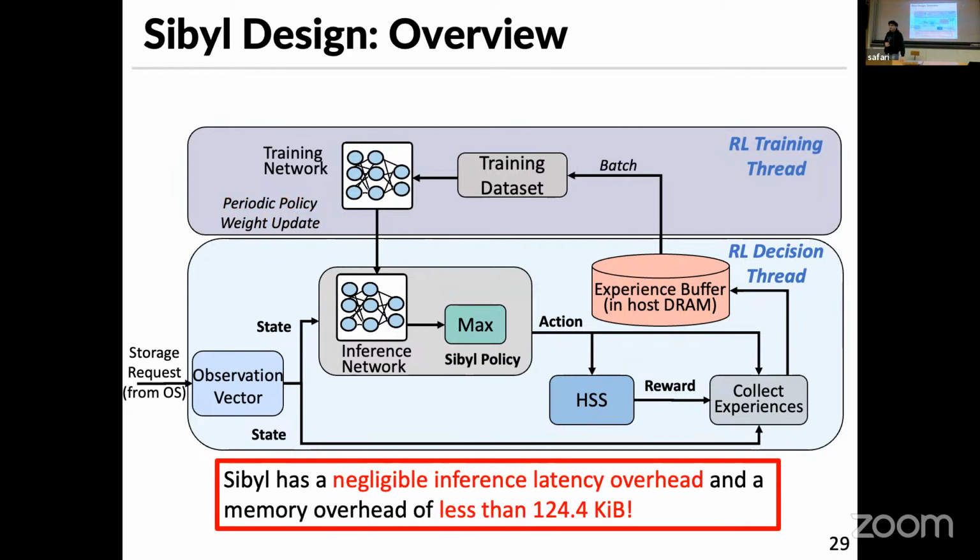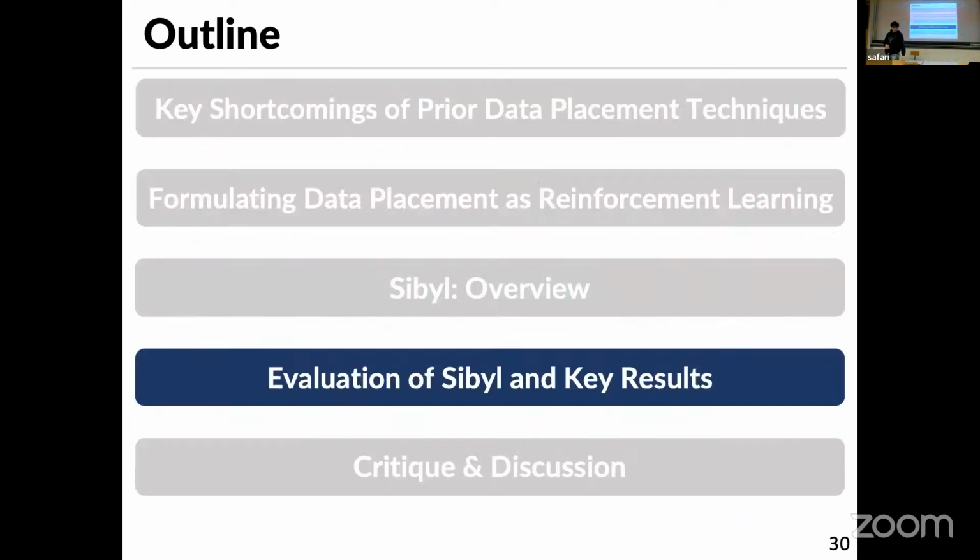Now, what we have is that Cibil has a negligible latency overhead compared to the latency of an SSD I/O request for a very fast SSD. And the memory overhead is also less than 124.4 kilobytes, which is pretty low.